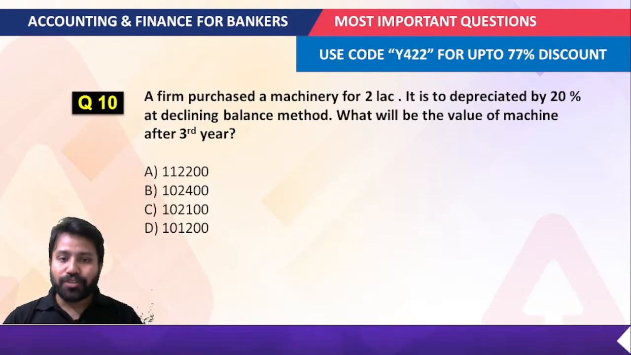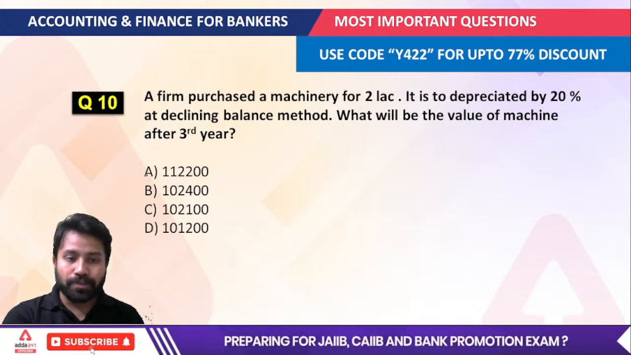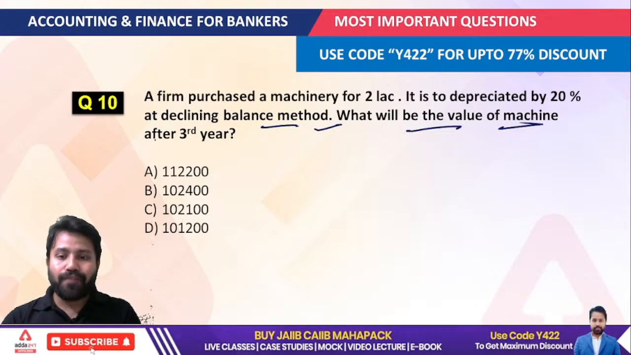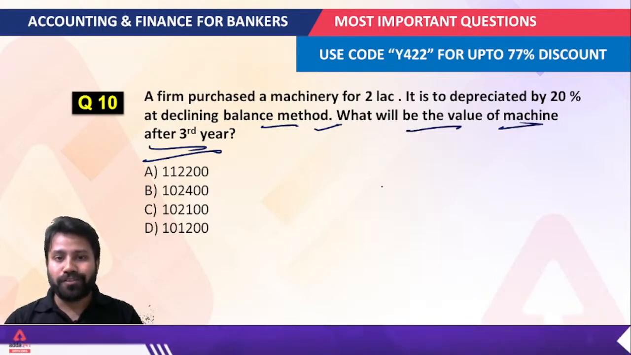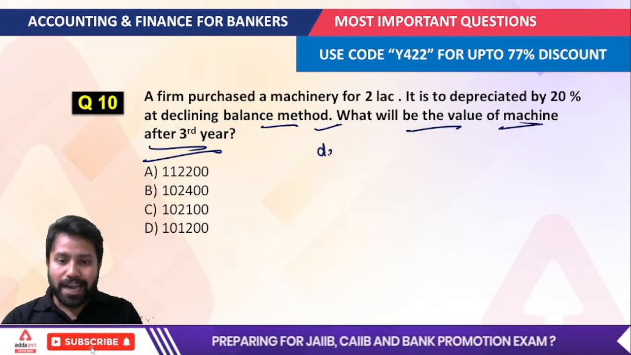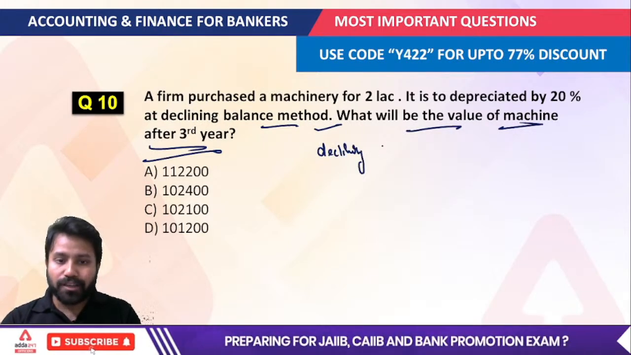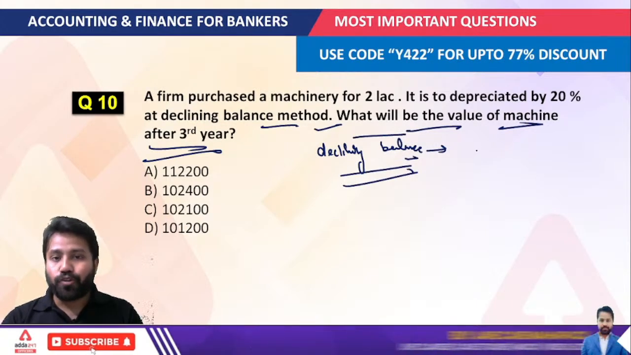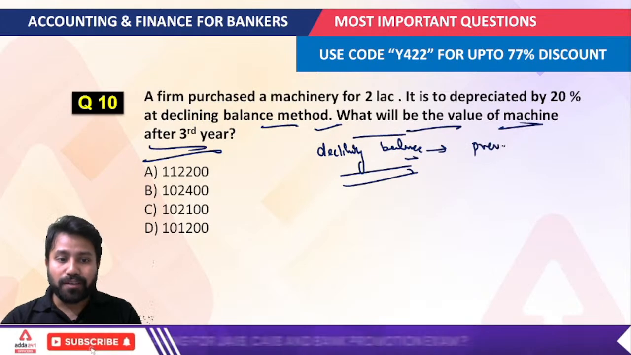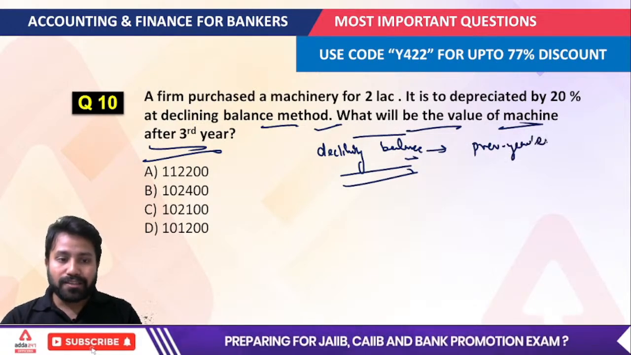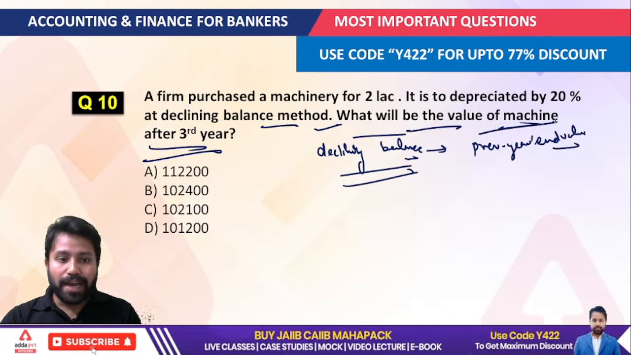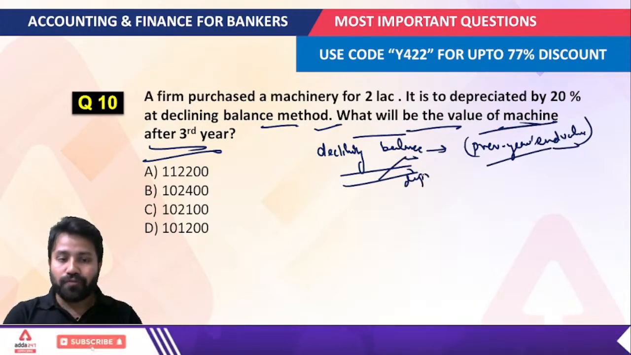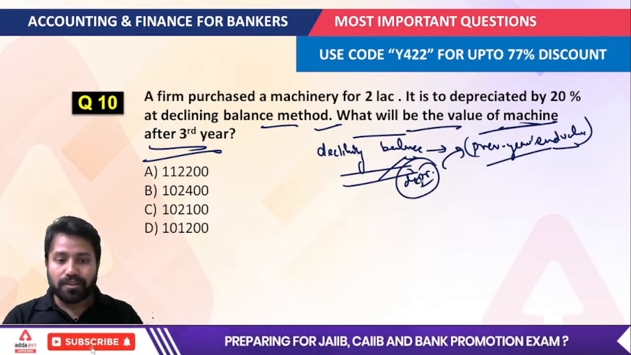A firm purchases a machinery for 2 lakh and it is to be depreciated by 20% at the declining balance method. What will be the value of the machine after the third year? Whenever we are talking about the declining balance method, the very important thing you have to understand is that in the declining balance method, depreciation is always charged on the previous year's end value.